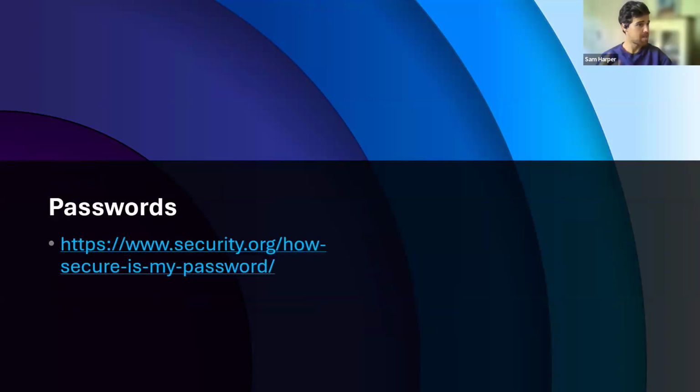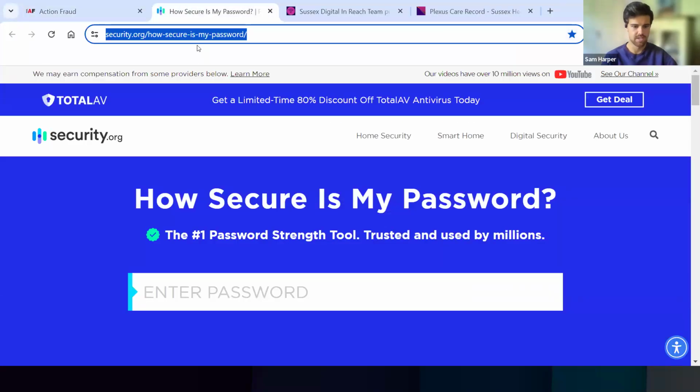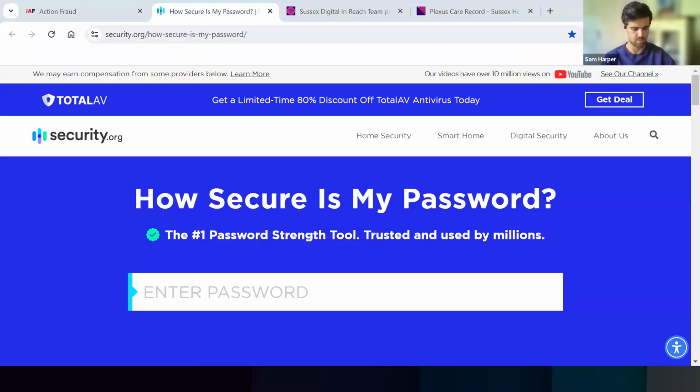So I keep mentioning strong passwords. Now, how do we make a strong password? Well, there is a website which can be very beneficial to you. It's How Secure Is My Password, and I'm just going to go across to that website now just to show you what that looks like. I'm just going to pop that into the chat as well so you can play around with it. Now, don't put your real passwords in there. Just use it as a template to help you build a password.